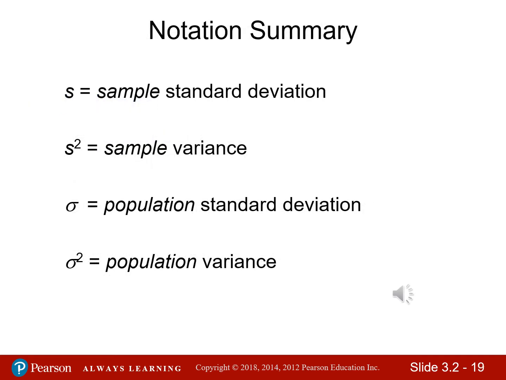So let's review some notation. S is the notation we use for the sample standard deviation, and S squared is the notation we use for the sample variance. Sigma is the notation we use for the population standard deviation, and sigma squared is equal to the population variance.